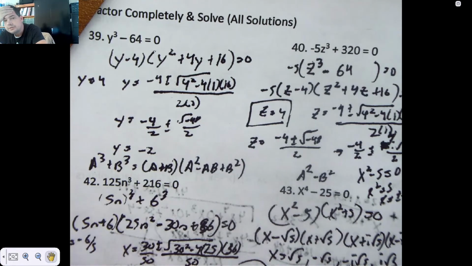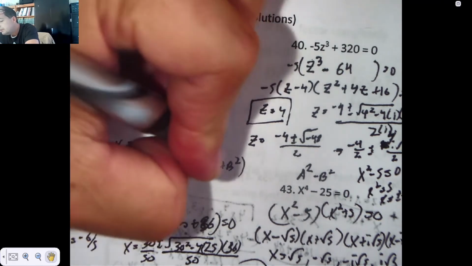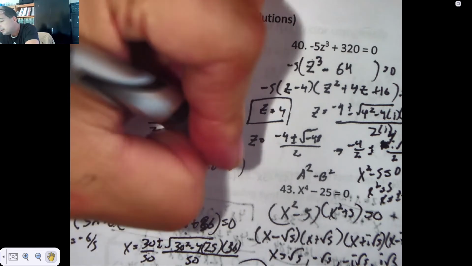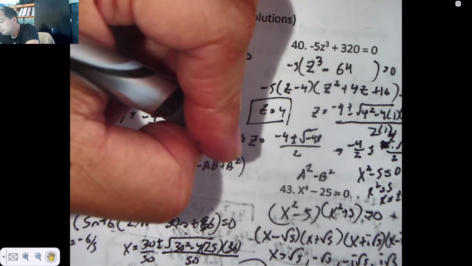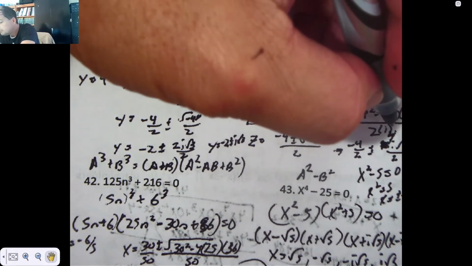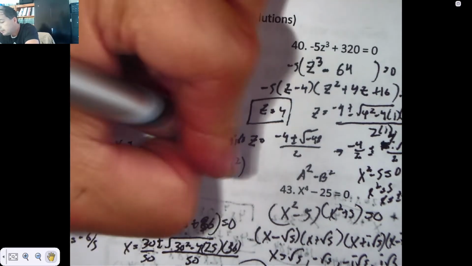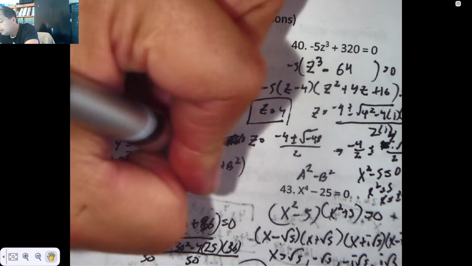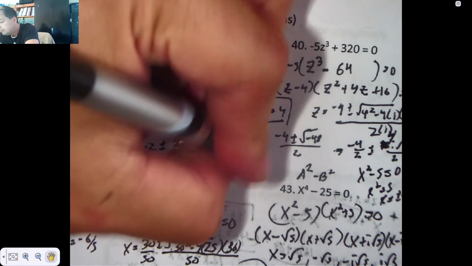Glad I did this one, didn't just blindly copy my answer. Plus or minus 2i root 3 over 2. So now I'm at y equals -2 plus or minus i root 3. That should be a 4. Boy, I just need to stop. Y equals -2 plus or minus 2i root 3.